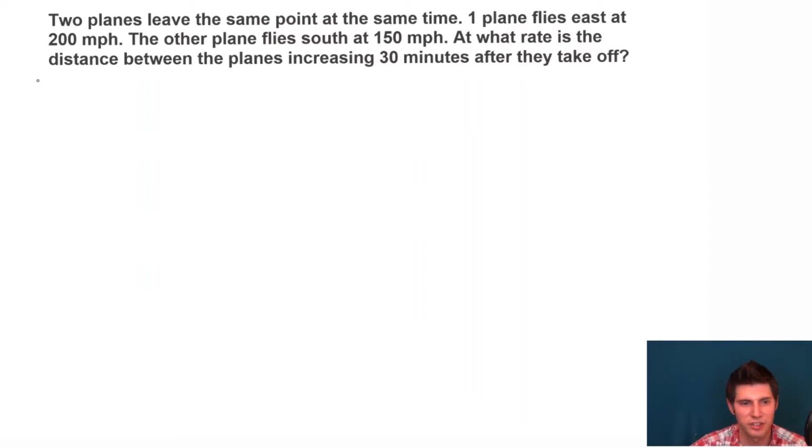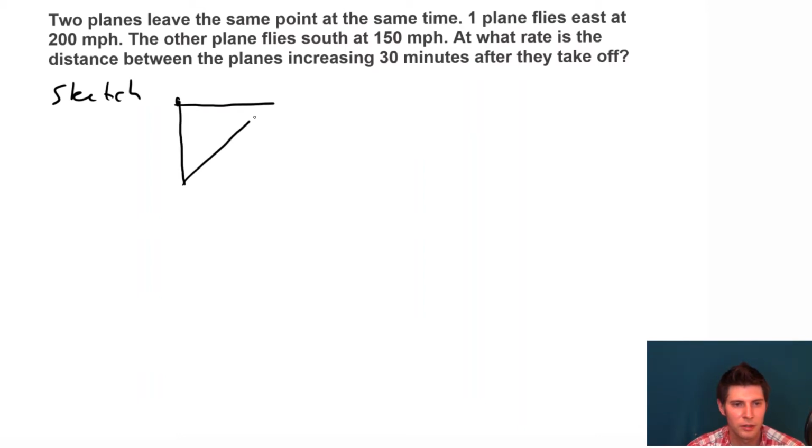So this one looks like another Pythagorean theorem, but we'll do a sketch. Two planes, they leave the same point. So this can be our point we start from. One flies east and one flies south. Yeah, we're doing Pythagorean theorem. So we can call this A, this B, and this C.